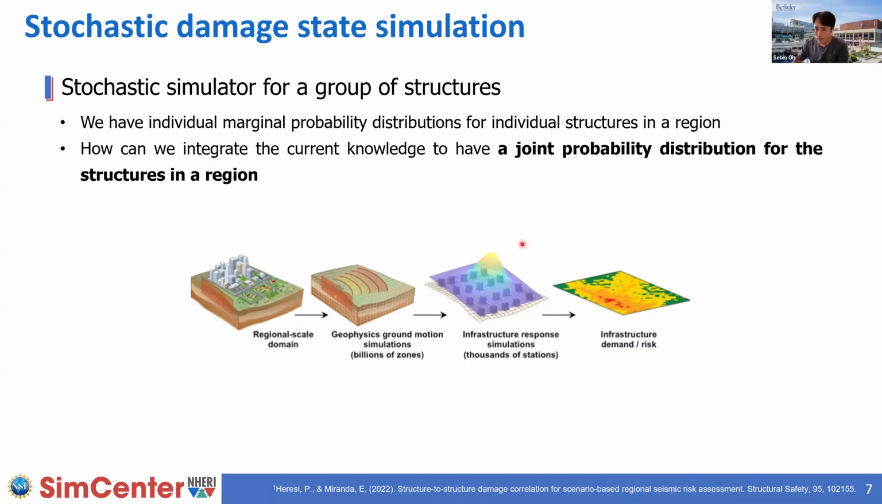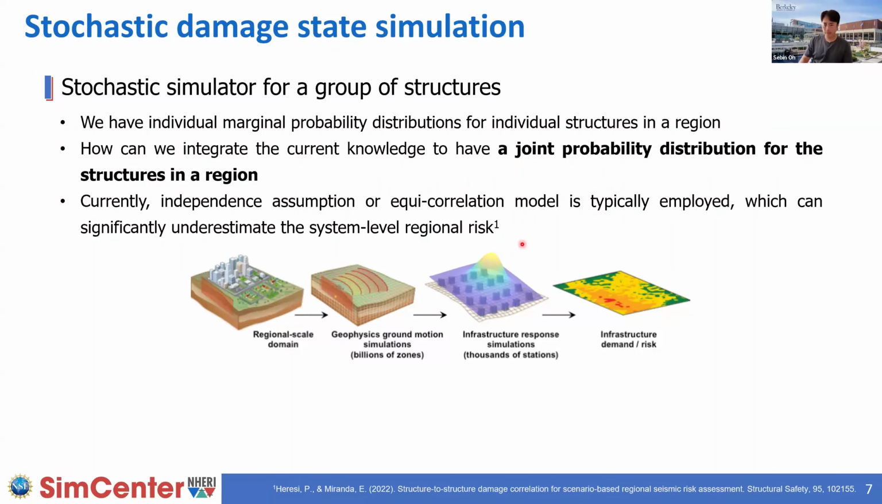So we need to integrate the current knowledge to have a joint probability distribution for the structures in a region. And currently, some artificial assumptions such as independence or equicorrelation assumptions are typically made, but it can lead to a significant underestimation of the system level regional risk.